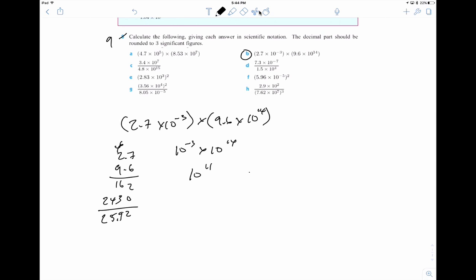So the answer is 25.92 times 10 to the 11, put into scientific notation, 3 significant figures. So scientific notation, 2.59 is 3 significant figures, and the 9 stays 9 because the 2 doesn't round it up, times 10. Now we've shifted the decimal over once, made this number smaller, makes the exponent larger, in this case by 1. There's your answer.